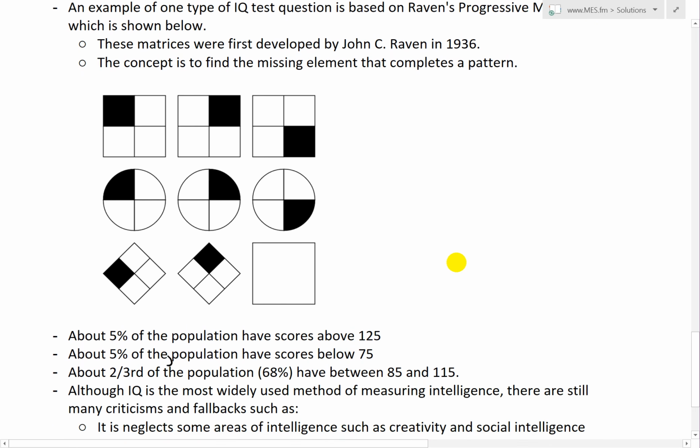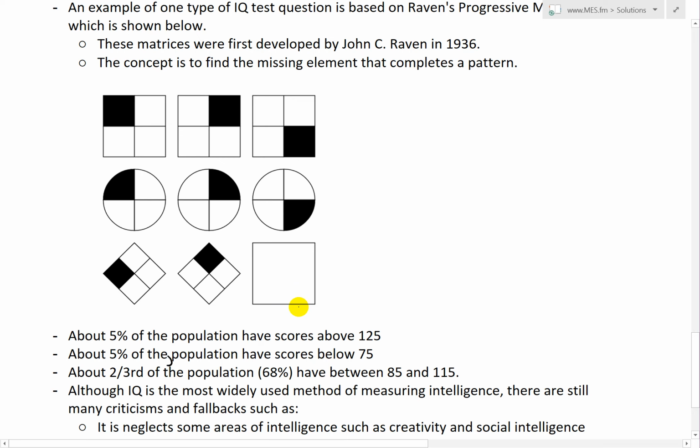So let's just go over this quick example here. So you can see this is a square with 4 squares inside. This is shaded here, this is shaded there, this is shaded there. Now we have a circle. So again, this is the same pattern, top left, top right, and then bottom right. Now we have to fill it in with this one over here.